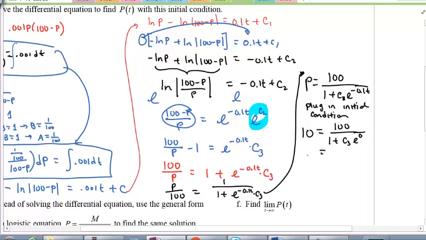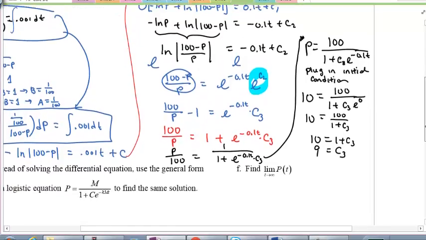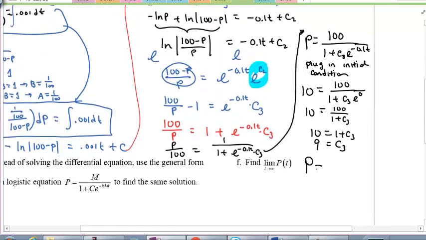So that, I believe, is just 100 over 1 plus c3. Divide both sides by 10 like this, so 10 equals 1 plus c3. So c3 equals 9. So all this work for the particular equation of P equals 100 all over 1 plus 9 e to the negative 0.1 times t.